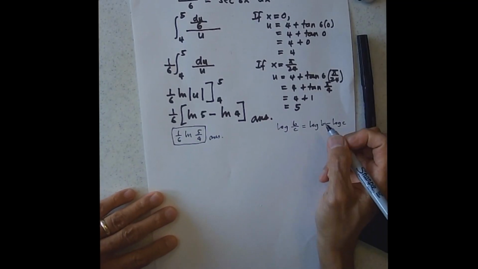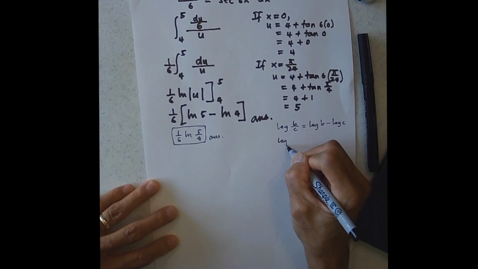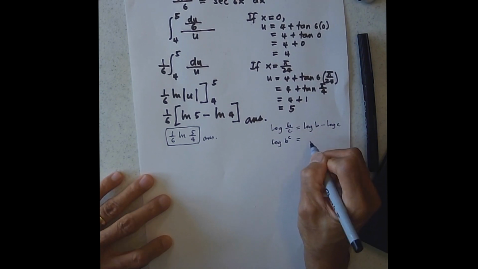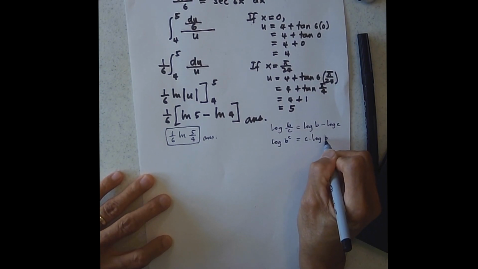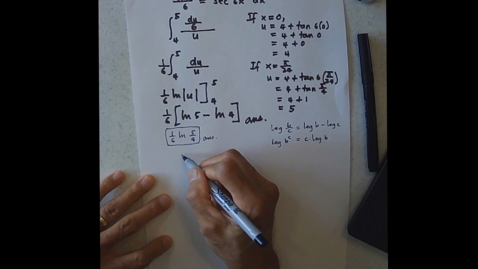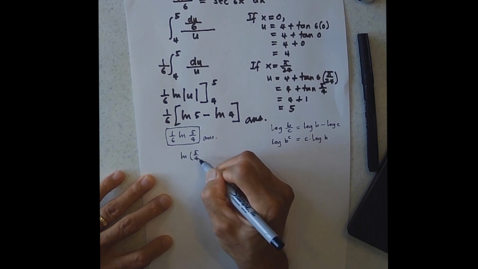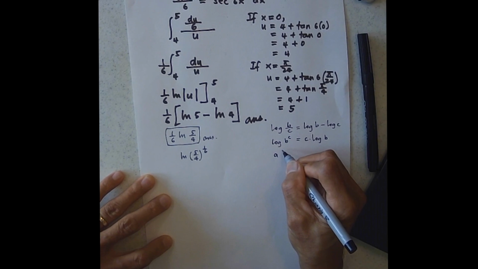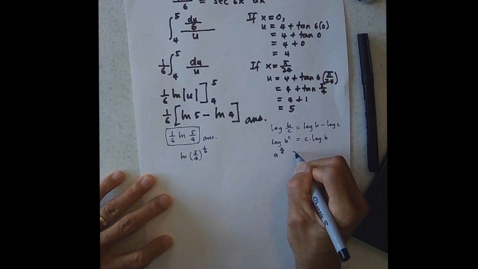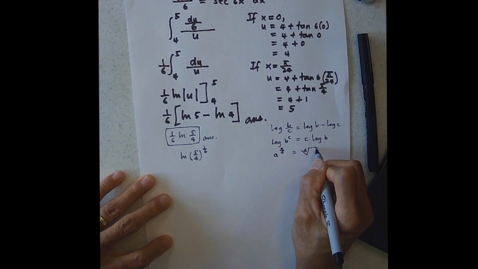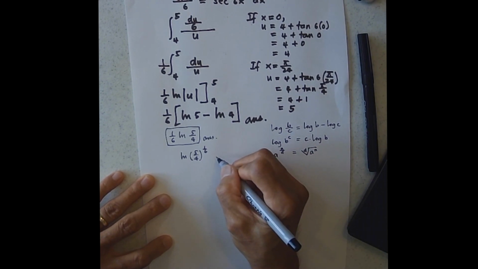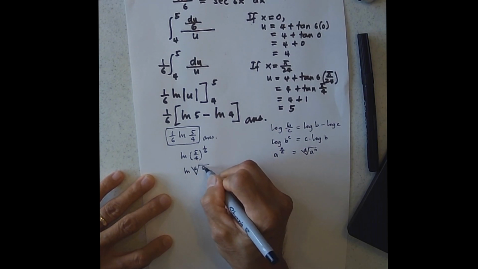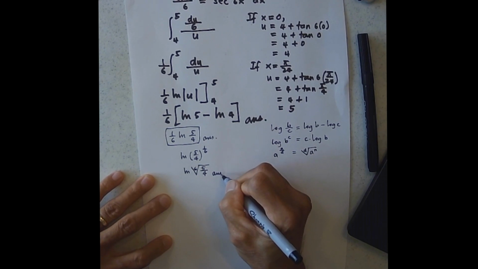Still another, we can use this property of logarithms. Logarithm of b to the c can be written as c times log of b. So we can write that 1/6 as a power, ln of 5/4 to the 1/6. And then using the algebra rule that says a to the power n over d is equal to the d-th root of a to the n, this can now be written also as ln of the 6th root of 5/4. That's another acceptable answer.